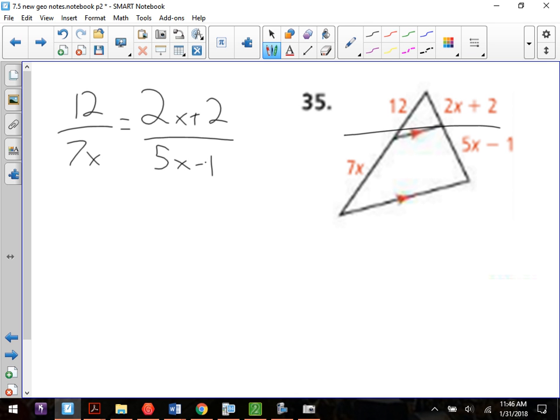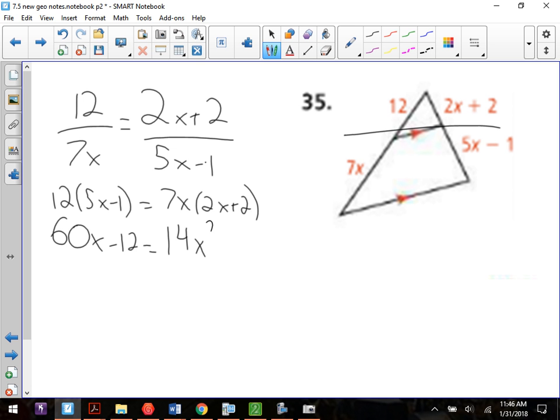Cross multiply. When you cross multiply this, 12 times the 5x minus 1 equals 7x times the 2x plus 2. Right. Distribute in for both of them. We have a 60x minus 12 of 14x squared plus a 14x.